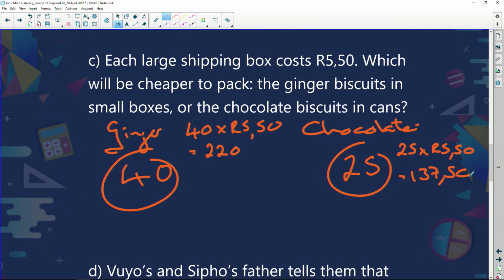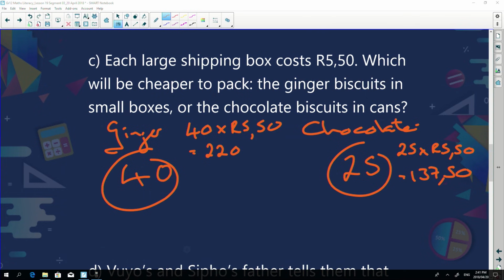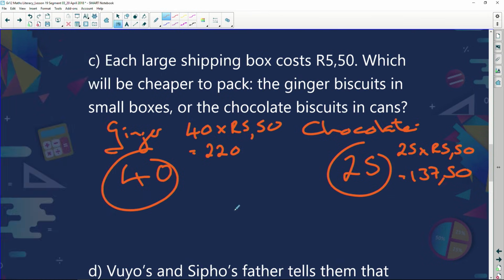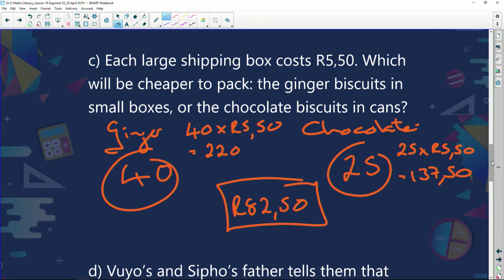Now, how much more expensive would it be to pack ginger biscuits? Quite clearly then we would say I've got 220 Rand, I'm minusing 137 Rand 50, and there we get our answer of 82 Rand 50. So it would be 82 Rand 50 more expensive to pack the ginger than the chocolate biscuits.